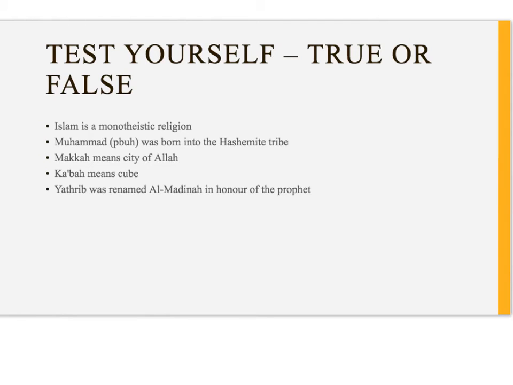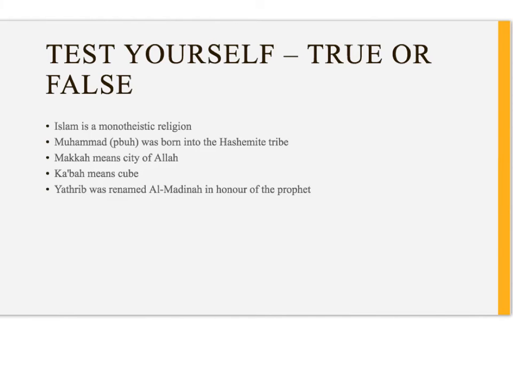Third question, Mecca means city of Allah. That's false. Mecca was given the name Mecca before Islam began, so Allah, which is the Muslim name for God, has no bearing on why Mecca was called Mecca. Fourth question, Kaaba means cube. That's true. Literally translated from the Arabic, it means cube-shaped, and that obviously refers to the cube shape of the building which exists in the middle of the city of Mecca.